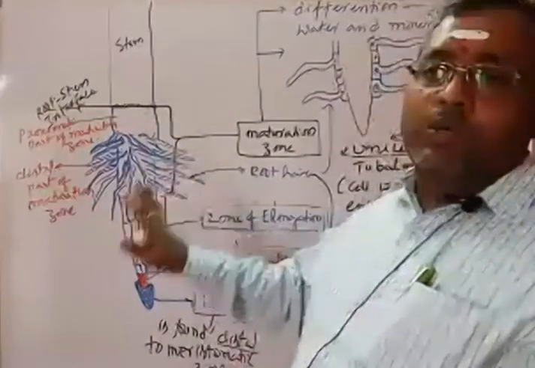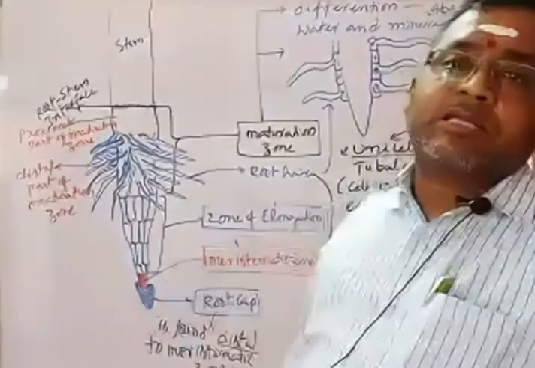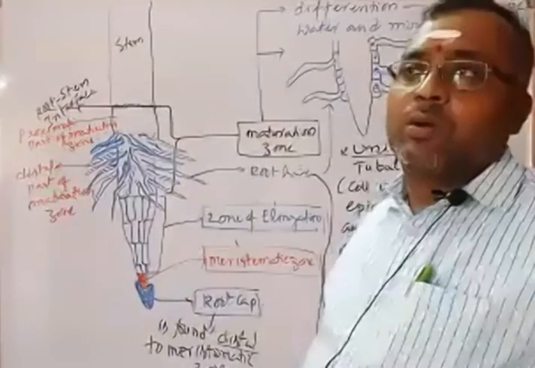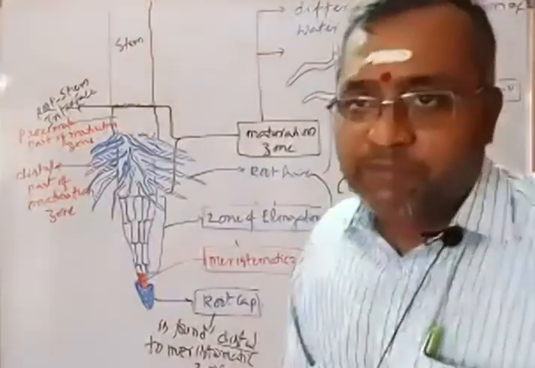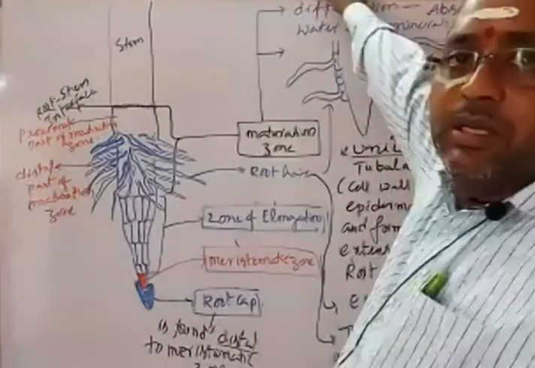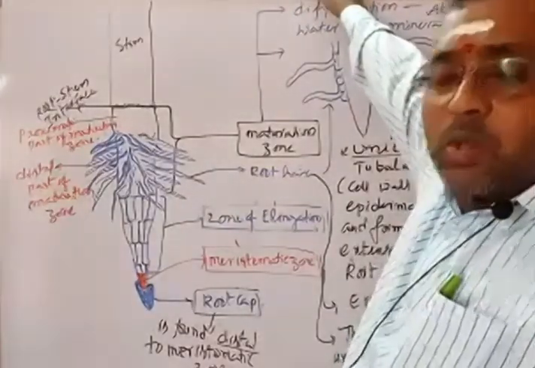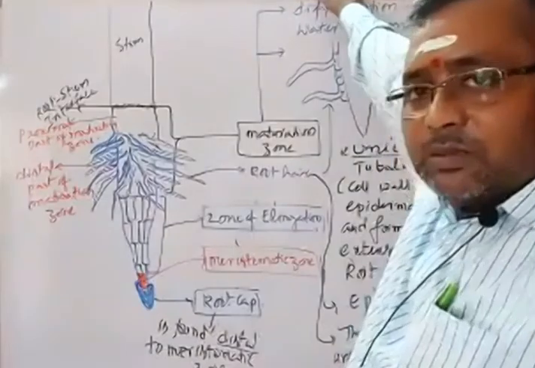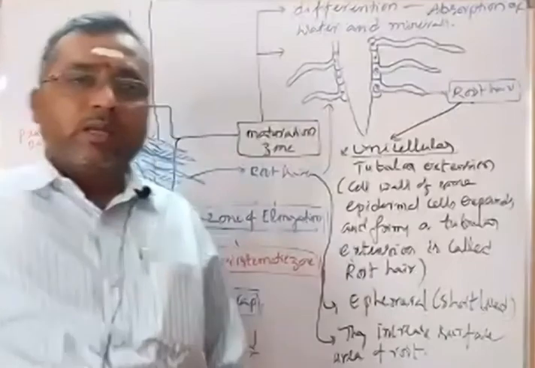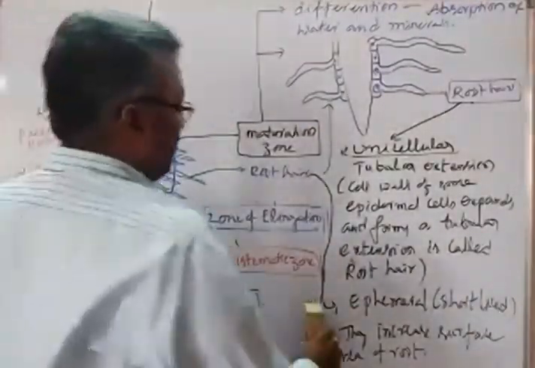These root hairs are not for mechanical support. Remember, root hairs are not for mechanical support. They are only for absorption of water and minerals. Write down clearly, write in the bracket: root hairs not meant for mechanical support. They are useful only for absorption of water and minerals.